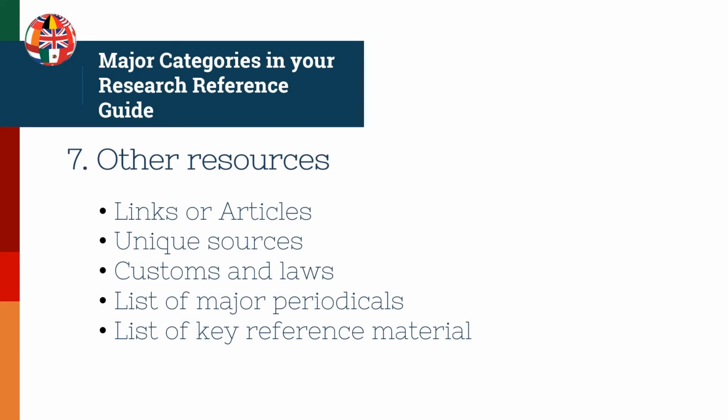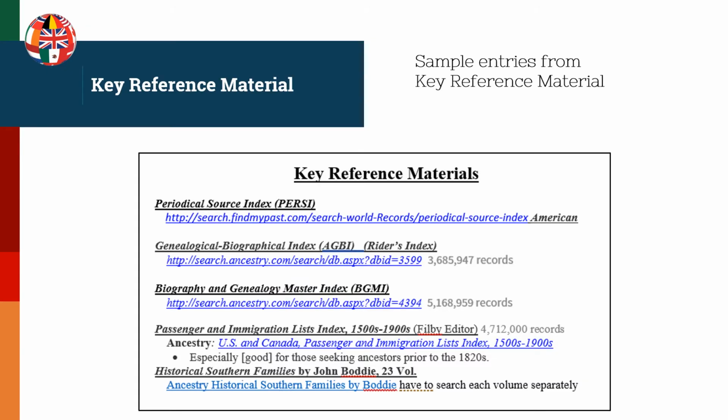The final category to consider is other resources. You could include links or articles, unique sources, customs and laws from your area, lists of major periodicals, and also a list of key reference materials. Here are sample entries from key reference materials for a Southern U.S. reference guide.